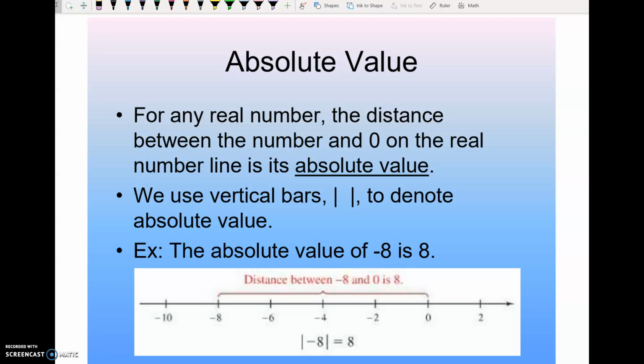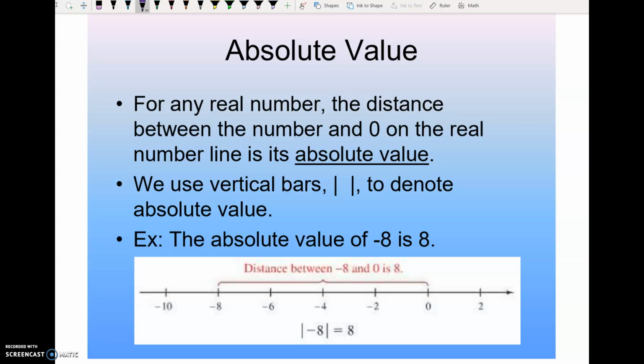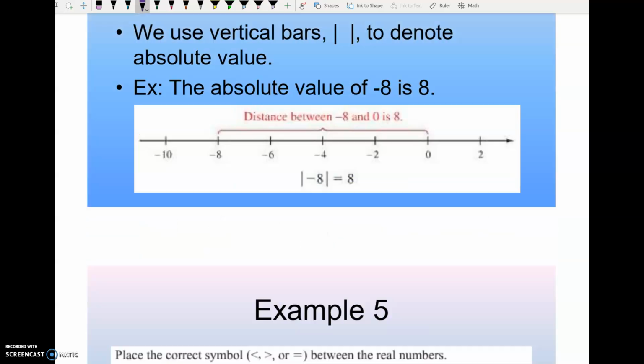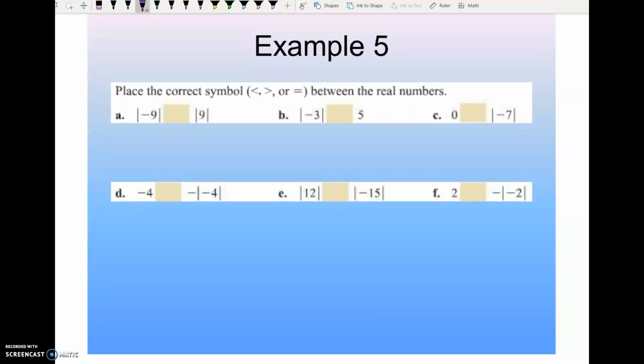For any real number, the distance between the number and 0 on a real number line is called the absolute value. We use these vertical bars to indicate absolute value. So -8 is 8 units away from 0, so the absolute value of -8 is 8. Absolute value just indicates distance from 0. That's why it turns everything positive. So in this example, the absolute value of -9 is 9. The absolute value of +9 is 9. So those are equal. I want you to take a moment and figure all of these out and then play the video again to check to see if you did it correctly.